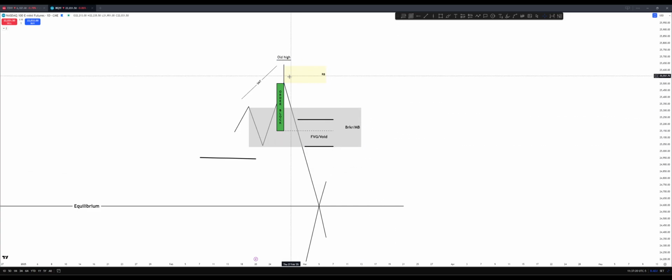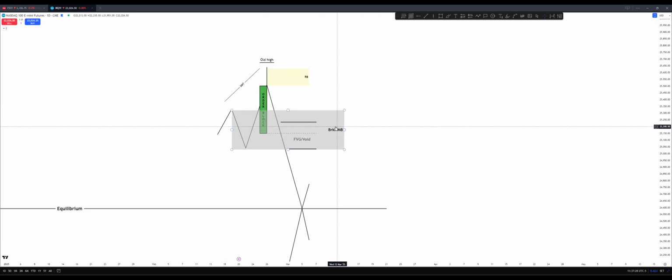Rejection block, old high rejection block, order block, void slash FVG, breaker slash mitigation block. All right, so this is the formation. Every dealing range has to have this. It has to have this, every dealing range.